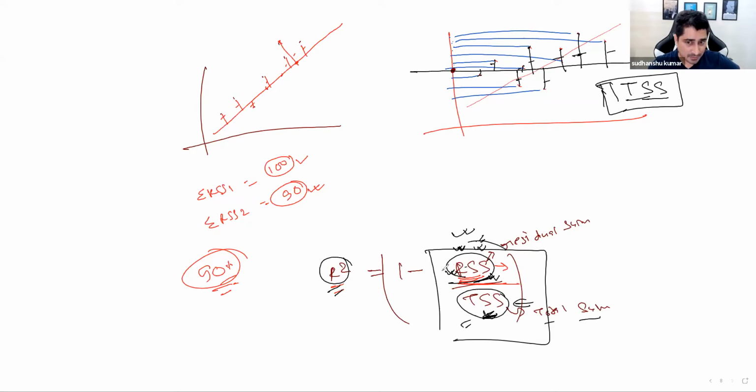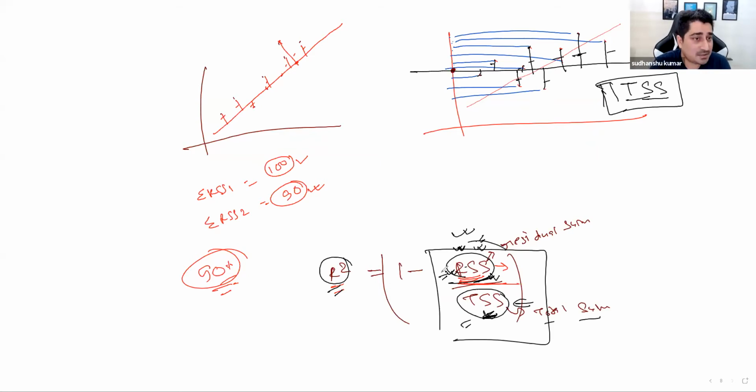Yes. So if RSS is decreasing, it simply means what? My model is supposed to give me more accuracy. If residual is increasing, in that case my model is less accurate. So simple. So this is the definition of R square.